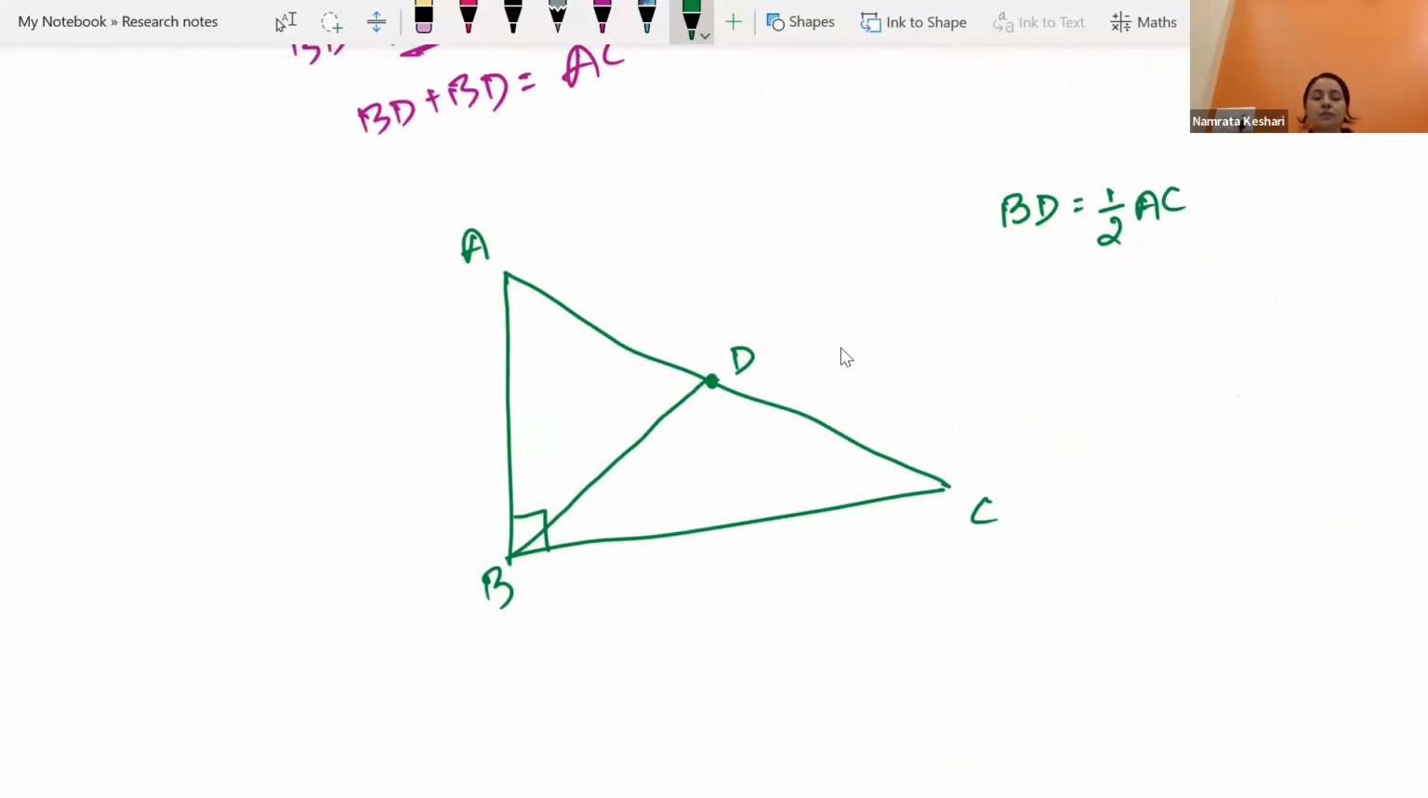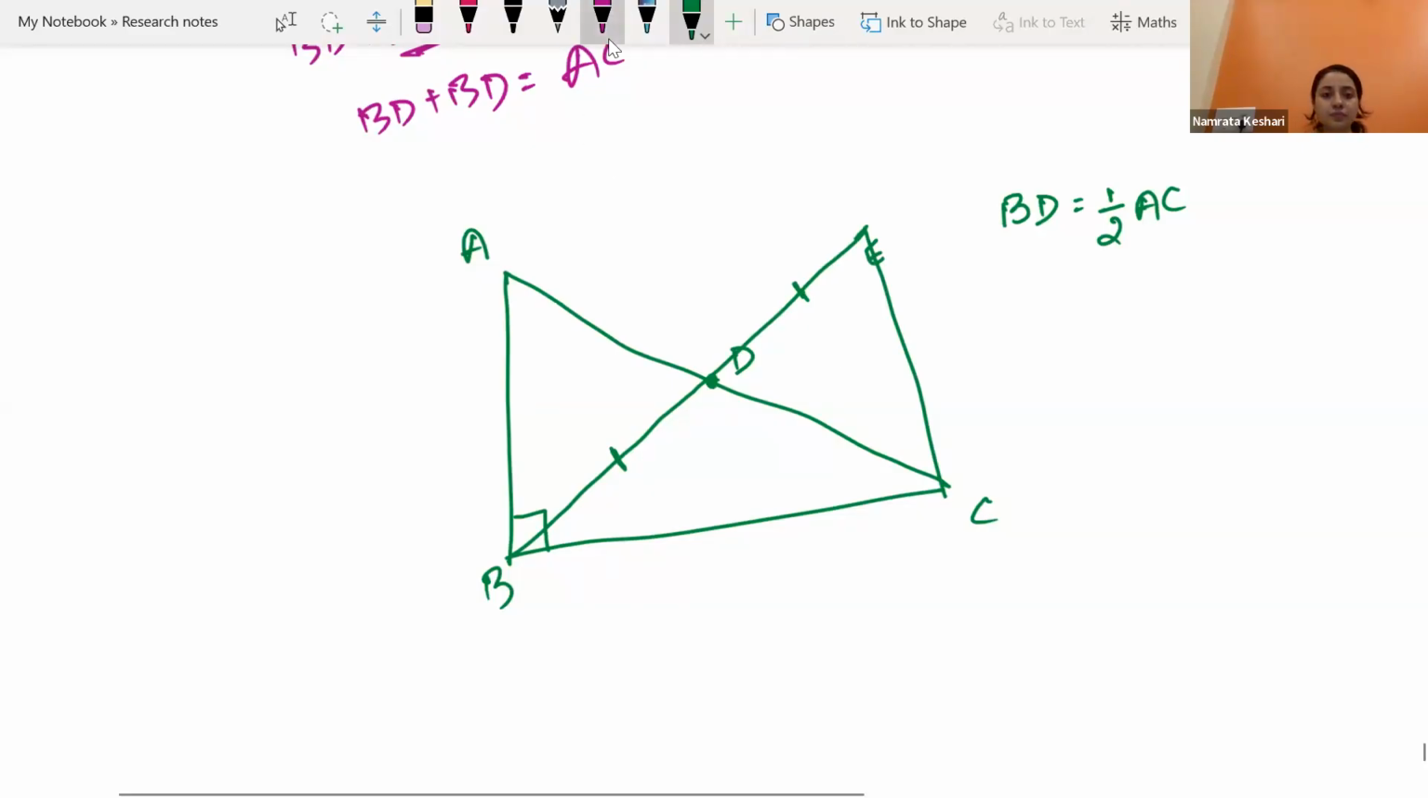This is the question. Now we are thinking, what can be done over here? BD is equals to half of AC. How to prove it with just the right angle and midpoint? This D is the midpoint. These two pieces of information, how to prove it? So one construction we have done: we extended this D till E such that BD and DE are equal in length, and we also have joined this E with C.